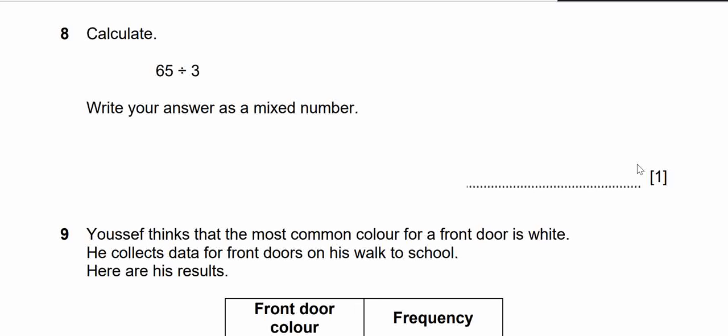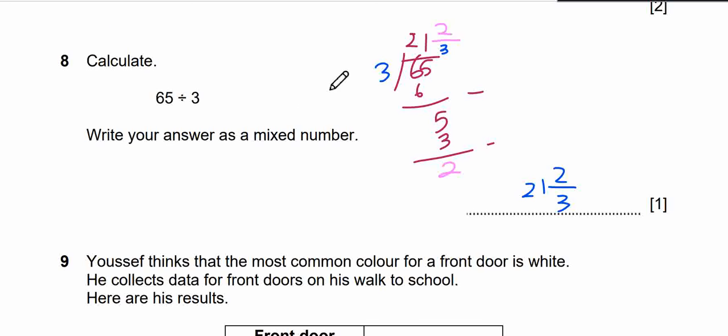Alright, let's check out the answer, guys. Here we go. So 65 divided by 3, we divide manually. So 65, 6 divided by 3 is 2. Then 3 times 2 is 6. And then we subtract. 6 minus 6, 0. We put down the 5 here.